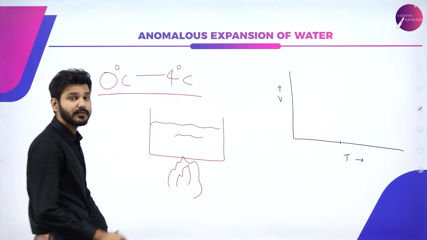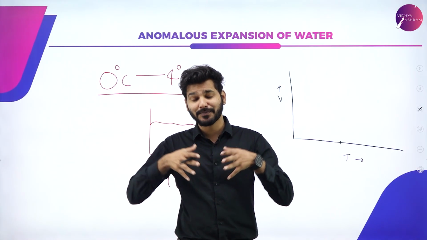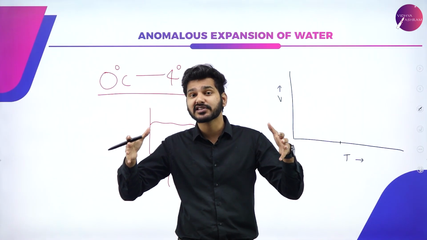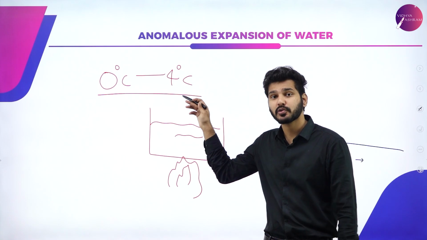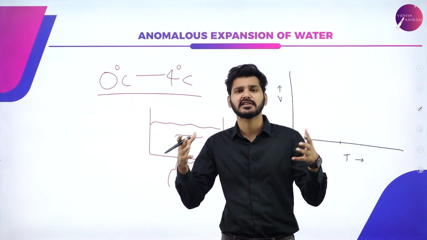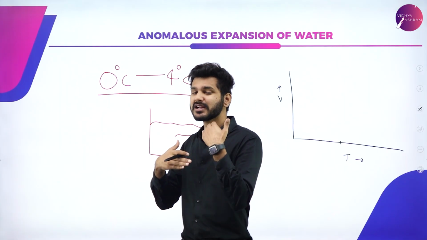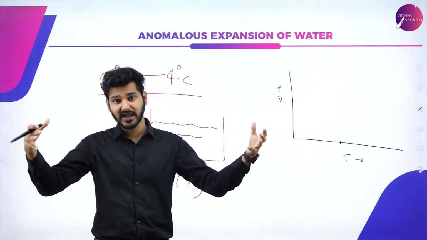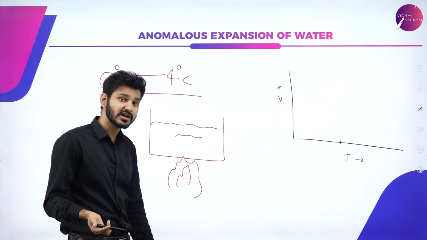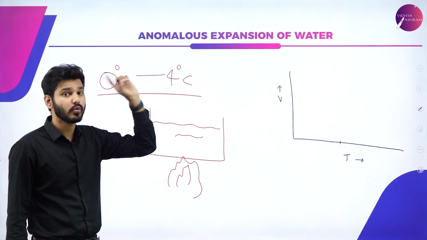Between this particular temperature range, instead of water generally expanding outwards, water is actually contracting, and then after 4 degrees Celsius, the volume increases, or simply the water expands. So this particular trend, where initially it is contracting before it is expanding, is explained here as the anomalous expansion of water.